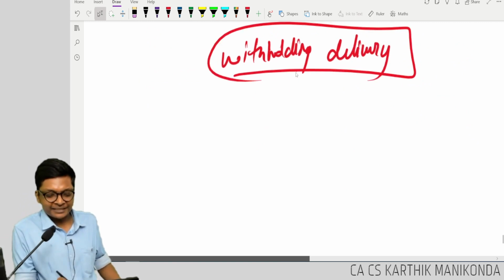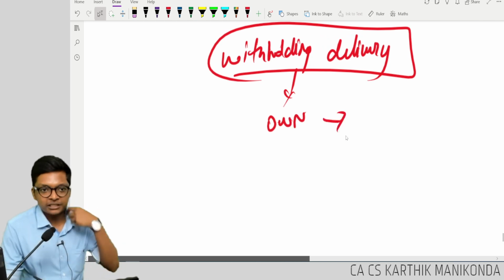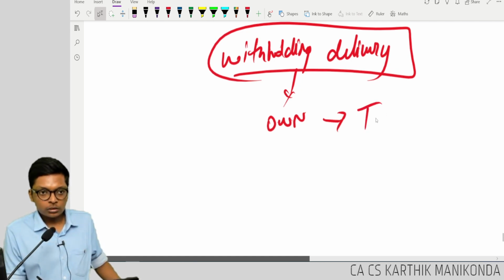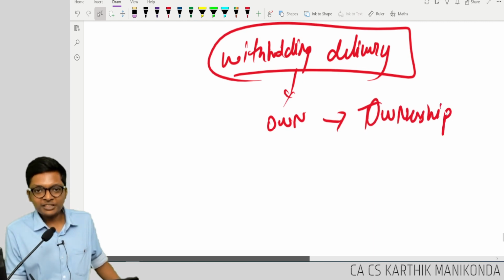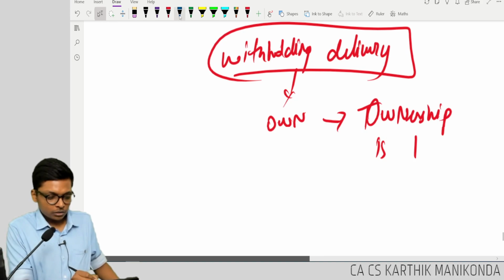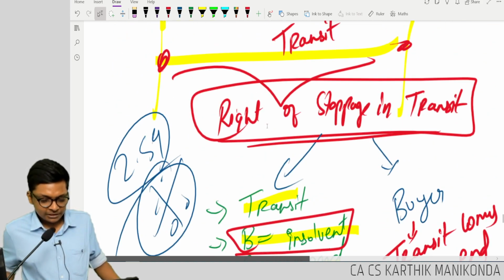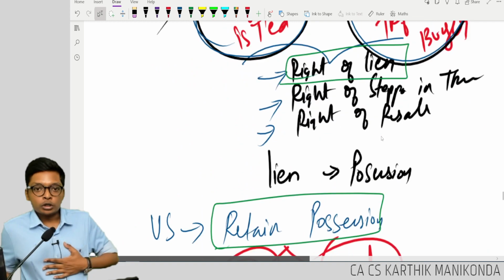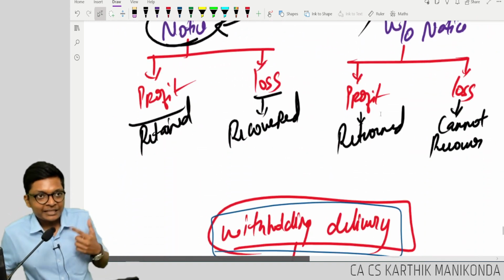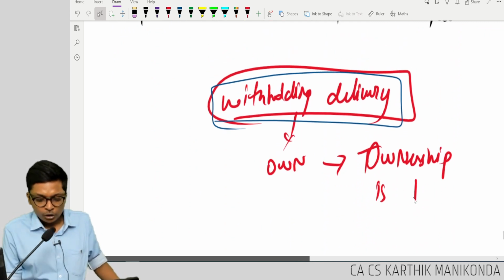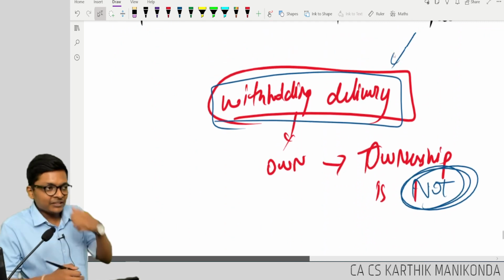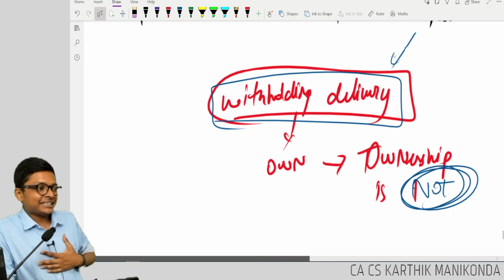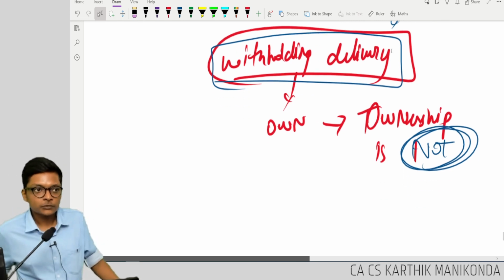Withholding delivery comes when ownership is transferred or not transferred? No, withholding delivery is a right which comes when property in goods is transferred or not transferred? Not transferred, because if property is transferred, it's not even my goods. So when property is not transferred, ownership is not transferred, I have the right to even withhold the delivery, stop the delivery. Are you following guys? Understanding? Clear? So these are rights against goods.